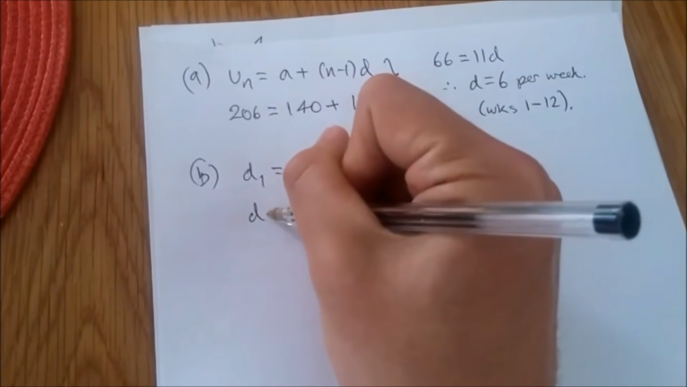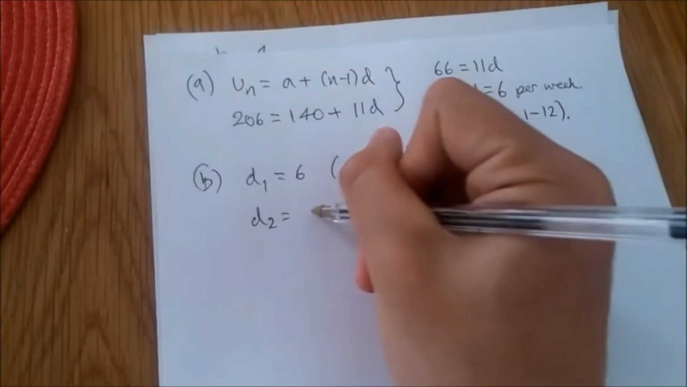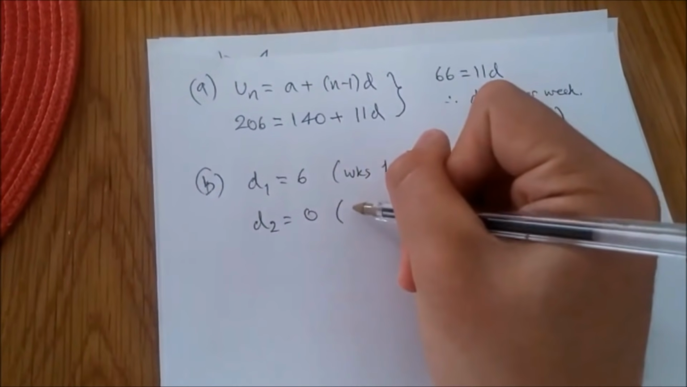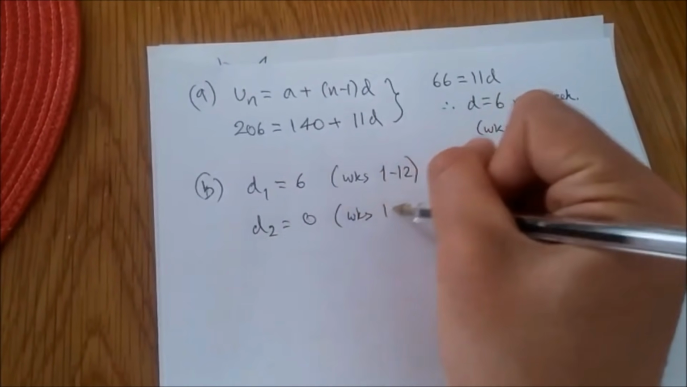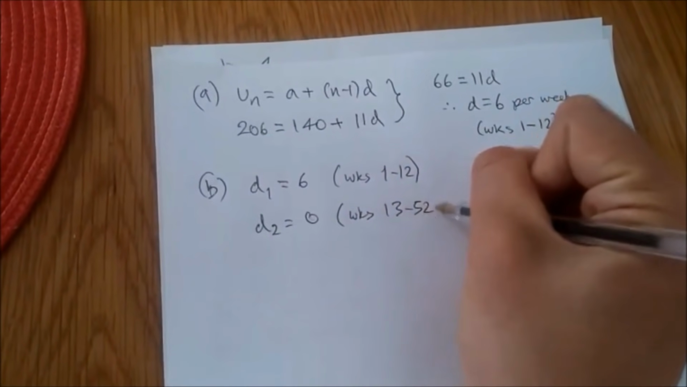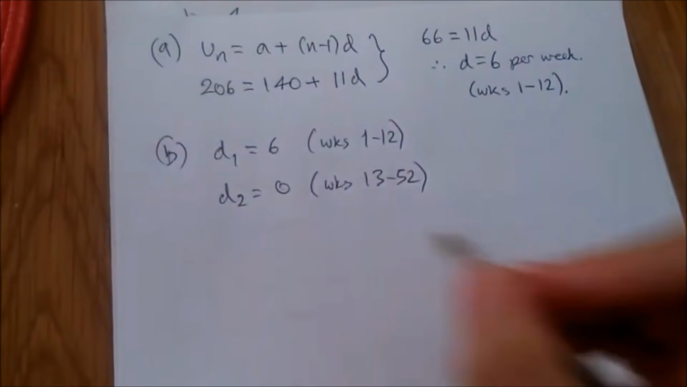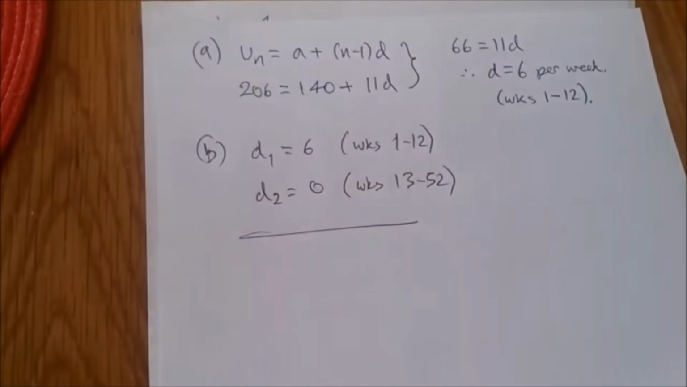And then we know, of course, from week 13 there'll be no difference, it'll be locked at 206. So we say from weeks 13 to 52. So I like to plan my strategy before we actually get to it. So what does this mean?